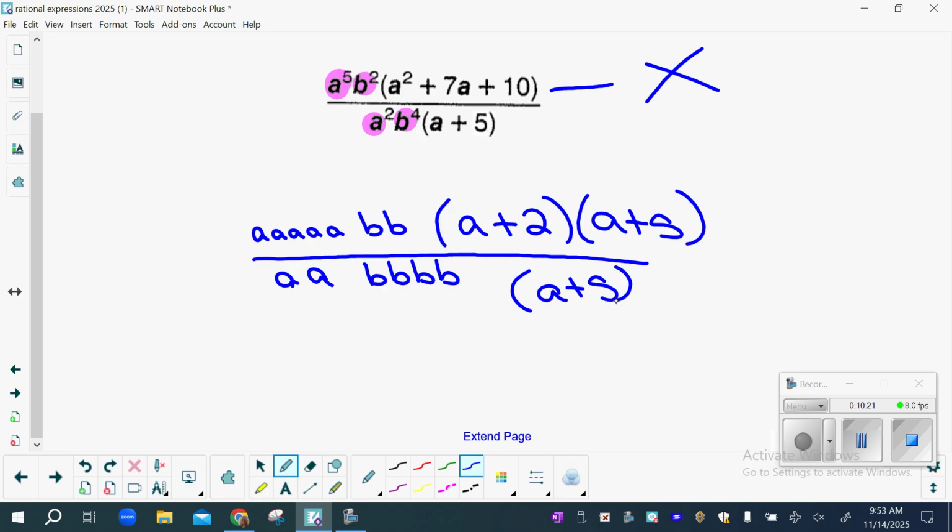Now comes my favorite part. Get your little eraser or your little crossing pencil out. Let's start canceling. So here we go. This A goes with this A. This A goes with this A. How are we looking? I got no more A's down here. I can't cancel them over here. That's a married couple, right? These are single guys, but I got some B's that will cancel. This B goes with this B. This B goes with this B.